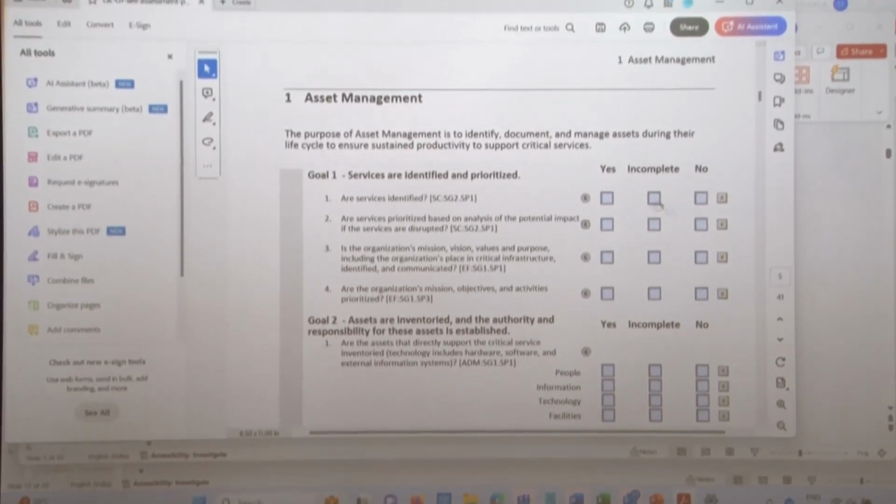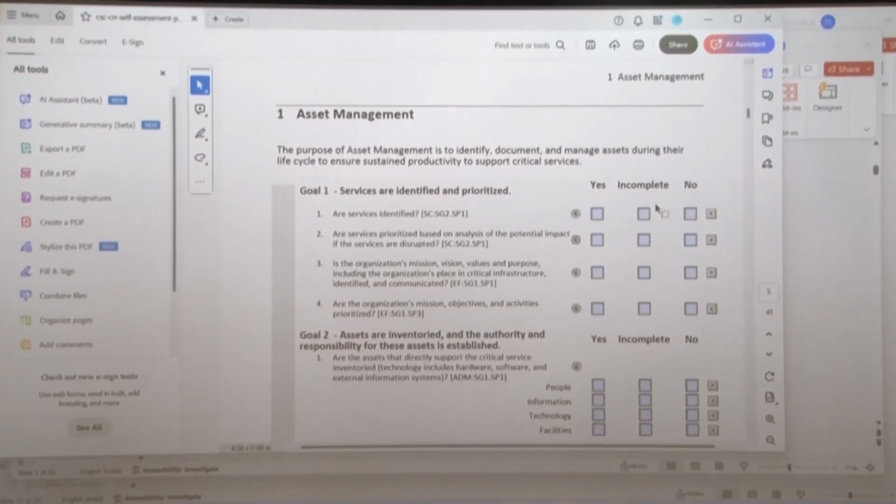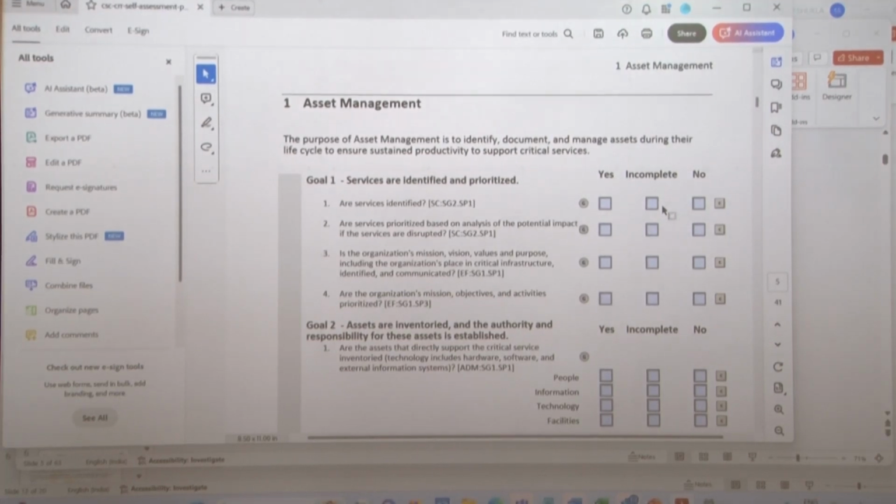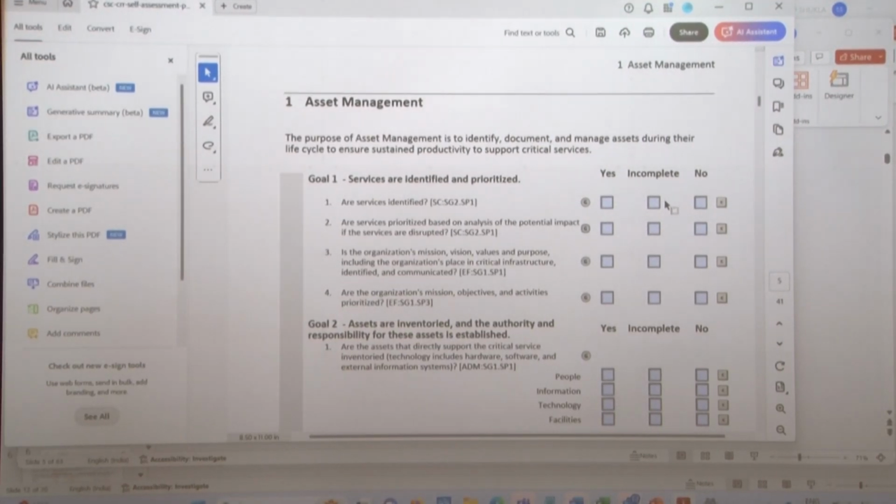If you can identify all the services and then all assets associated with each service, then you can figure out whether you have anything redundant, or things that are not even required in your organization. So the first question they will ask you is: are the services identified? You can answer yes, no, or incomplete, that is, I have started identifying the services, but I do not have every service identified. In a very large organization like Amazon, this might be quite a challenge.